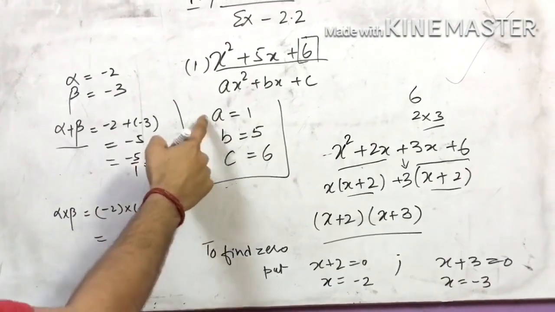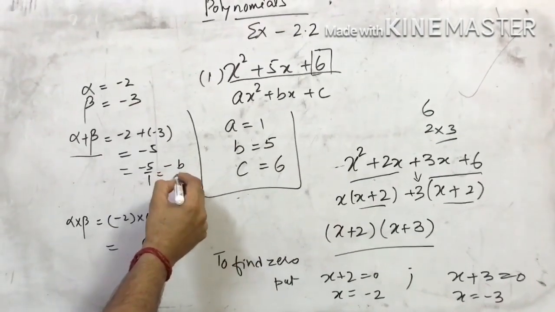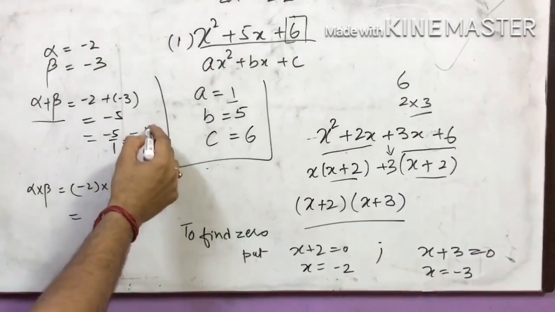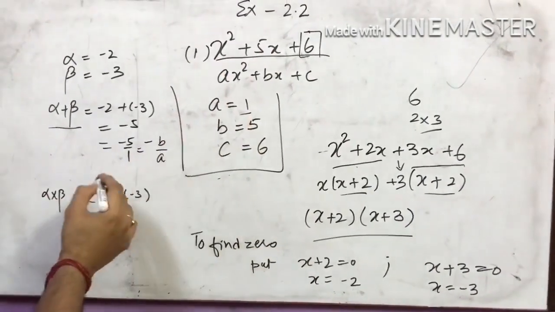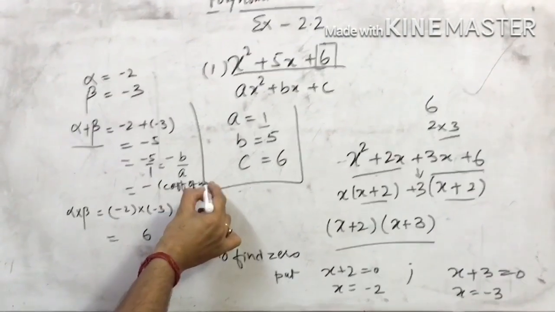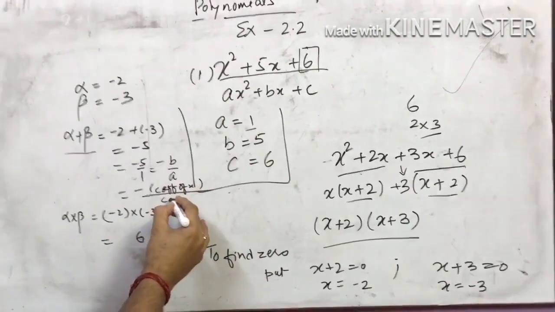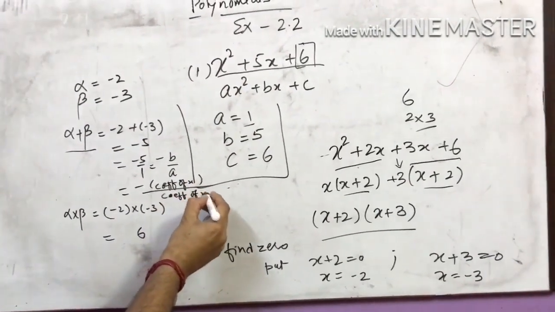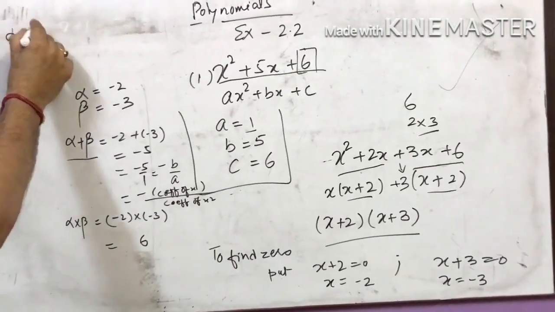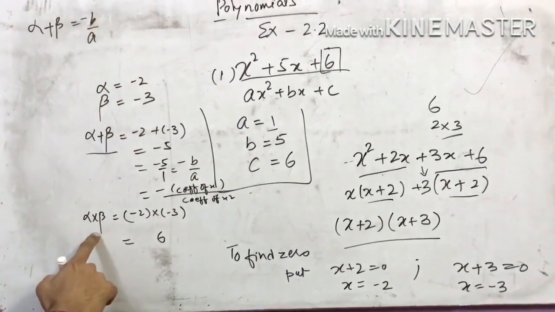So now compare this with these numbers. You can see 5 is b, so it will be minus b over a, and a is 1. B is what? It is the coefficient of x. So you can write minus coefficient of x divided by a, which is the coefficient of x square. So you can see this relationship is maintained, that the sum of roots is minus b by a for quadratic equations. Let's check for product.